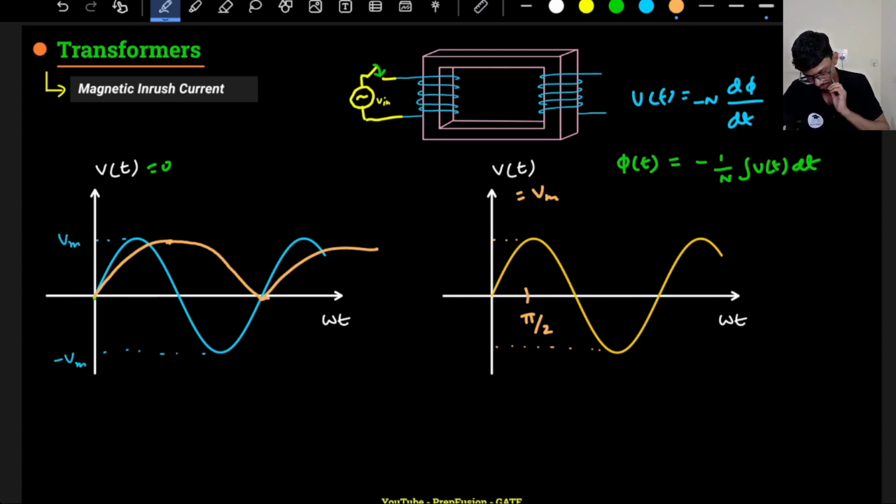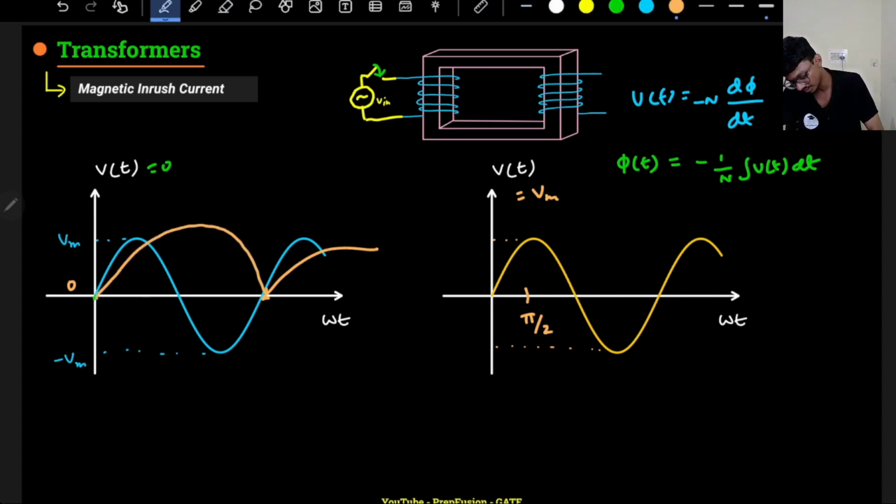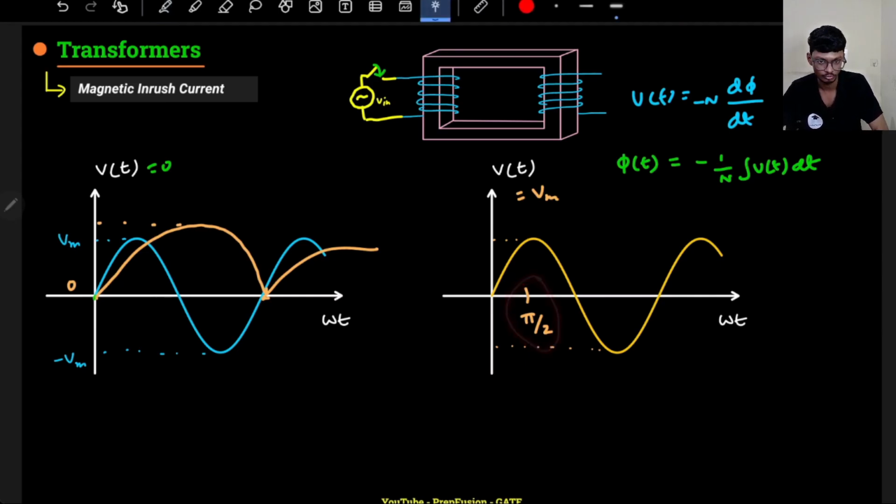Now this starts from 0 and goes to some high value. What if I would have done the same thing at pi by 2? What if my switch was closed at pi by 2? Then from here I have zero flux initially, so again I encounter positive area, positive area, positive area until pi. That's why the flux value increases, because I'm just integrating, adding up the areas.